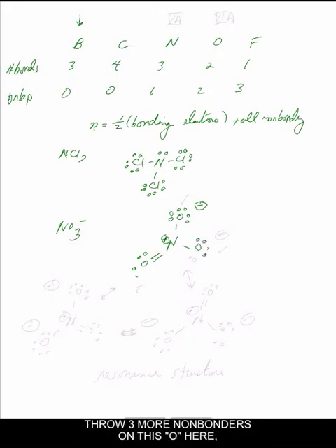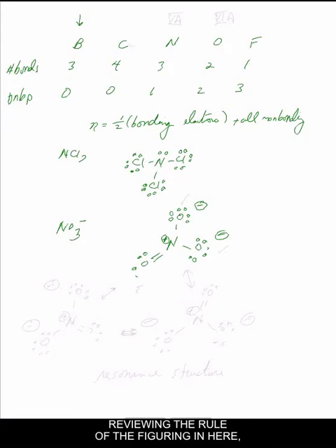Throw 3 more non-bonders on this O here, that gives that a negative charge, and I have an overall ion here with a negative 1 charge. I've got formal charges on 2 of my oxygen atoms, and then a formal positive charge on my nitrogen atom. So that's a relatively simple way to do this.